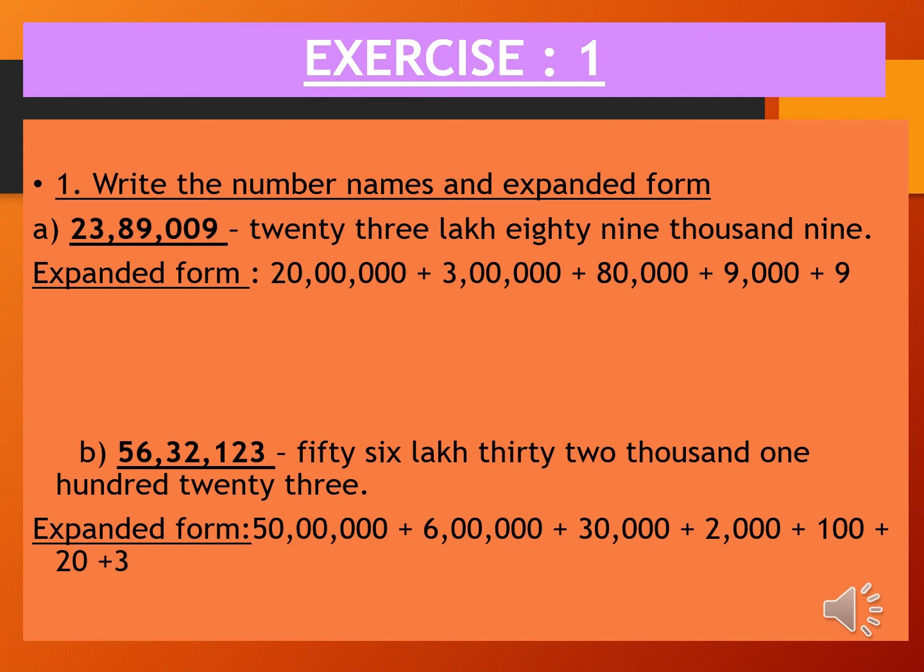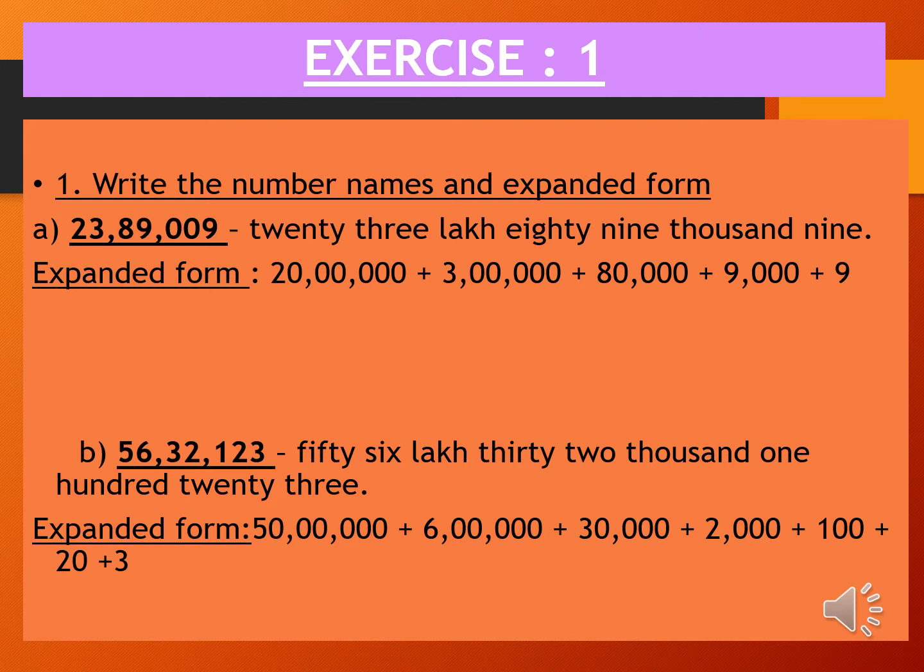Now check the second number. 56 lakh 32,123. That you can write in words. And to write the number in expanded form, 5 under 10 lakhs position, so 50 lakh. 6 under lakhs position, so 6 lakh. And 3 under 10,000s place, so 30,000. 2 under thousands place, so 2,000. 1 under hundreds place, 100. 2 under tens place, 20. And under ones place, 3.